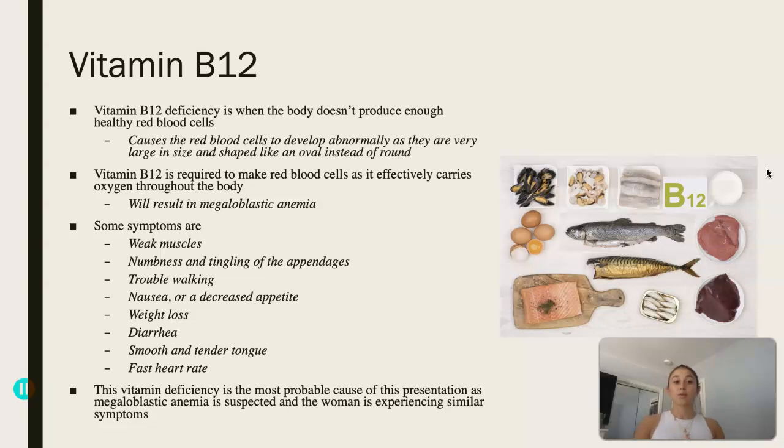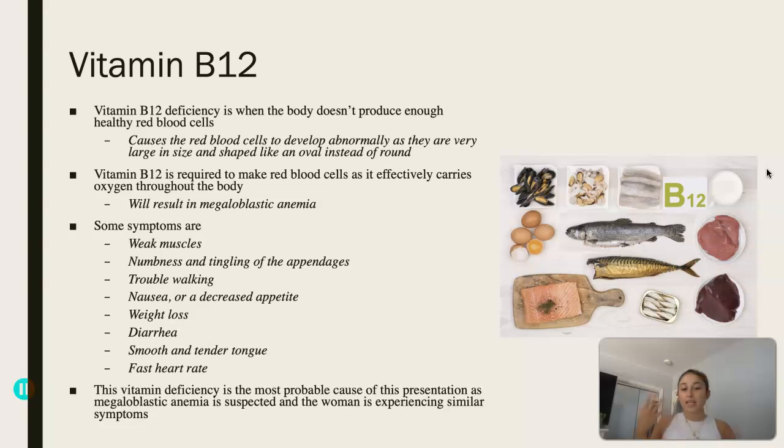So vitamin B12 is required to make red blood cells, which effectively carry oxygen through the body. Being that they are abnormally developed, it will result in megaloblastic anemia, which is suspected in this patient. Some symptoms are weak muscles, numbness and tingling of the appendages, trouble walking, nausea or decreased appetite, weight loss, diarrhea, a smooth and tender tongue, and a fast heart rate.